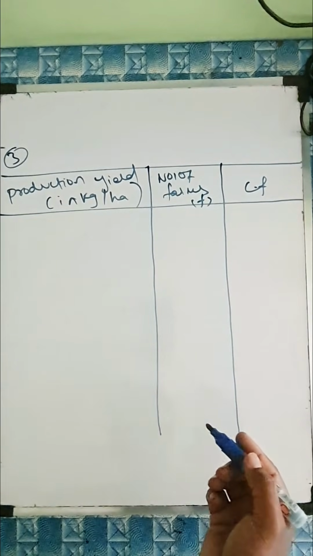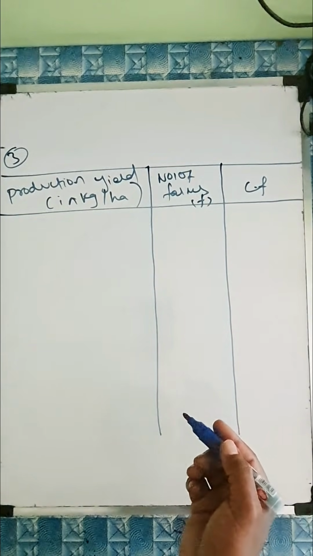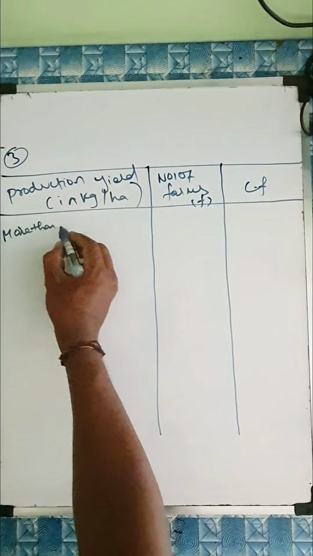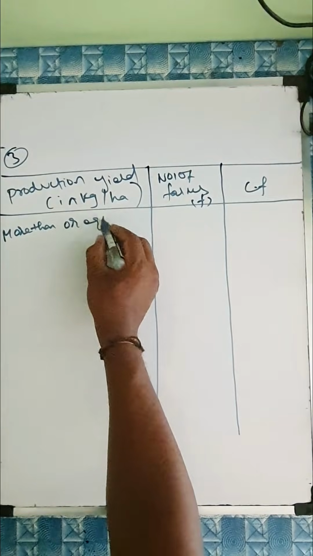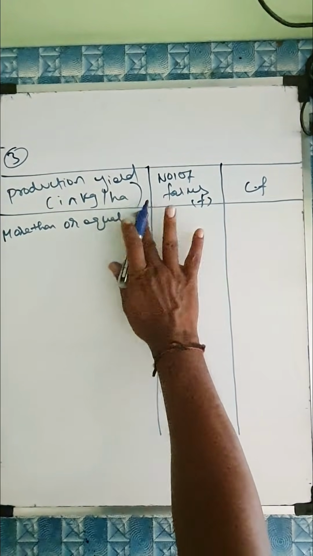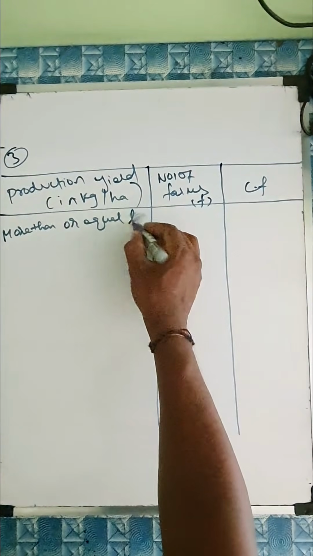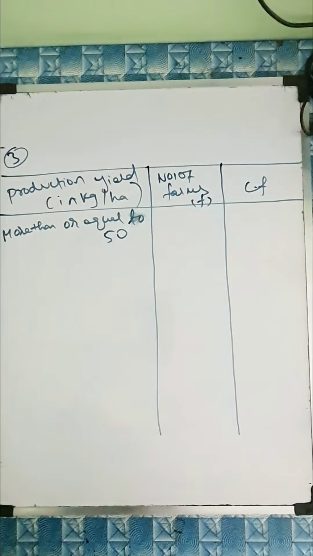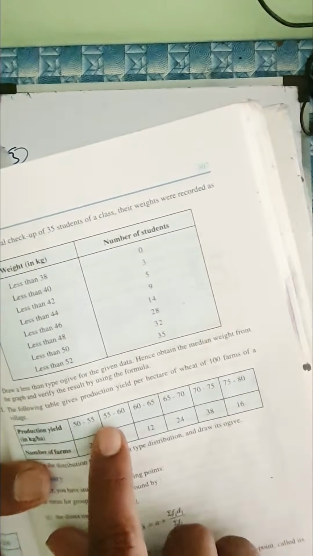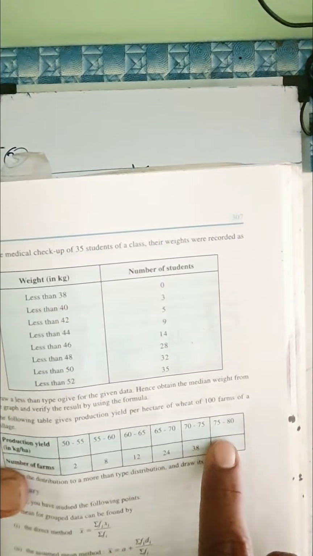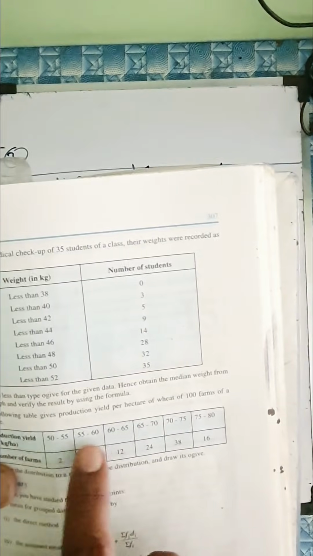When it's the more than type, what you have to do is write "more than or equal to". The first one, I told you already, we'll take the lower limit. Equal to 50, we'll take the first one. Understood? All the lines will be like that: 50, 55, 60, 65, 70, 75, all taking the lower limit. If it's the less than ogive, we'll take the second one.